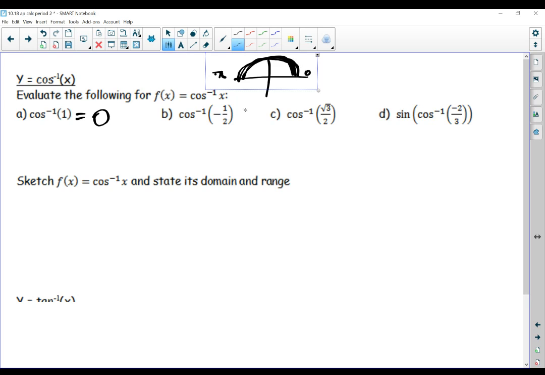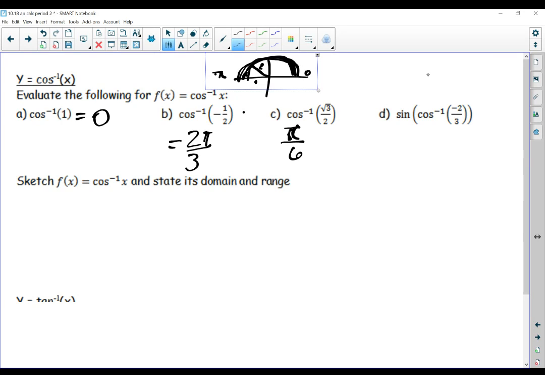Cosine is equal to negative 1/2 at an angle of, let's see, it'd be in quadrant 2. So cosine would be 1, 2, root 3, so that is 60, so that's going to be pi over 3, but since we're in quadrant 2, it's going to be 2 pi over 3. Okay, inverse cosine of root 3 over 2 is going to be pi over 6.